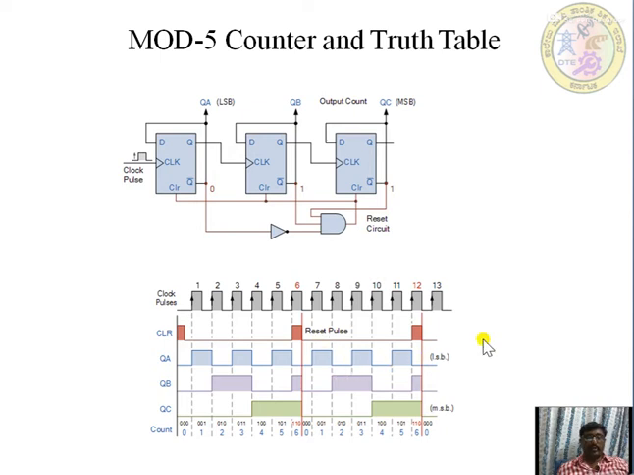If they ask for mod 3, then what will we have? Just consider 0 1 1. The counter output will be 1 1 0, so it will be changing from 1 1 0, that is 0 1 1.